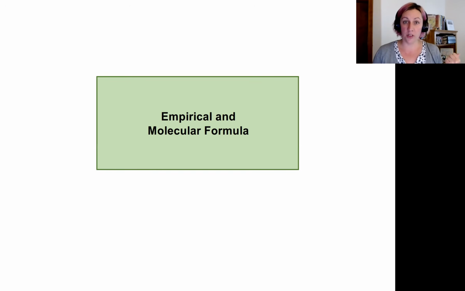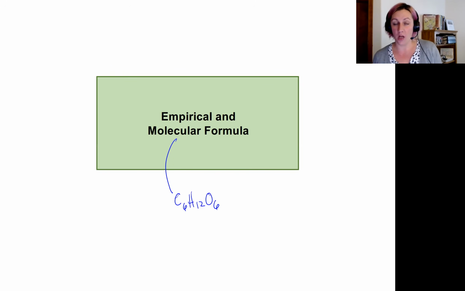Now, earlier we were talking about fructose. The molecular formula for fructose was C6H12O6. So that tells us exactly the number of carbon, hydrogen, and oxygen atoms that make up one molecule of fructose. If I was going to report the empirical formula, I would really be reporting just the ratio of those elements to one another in fructose.